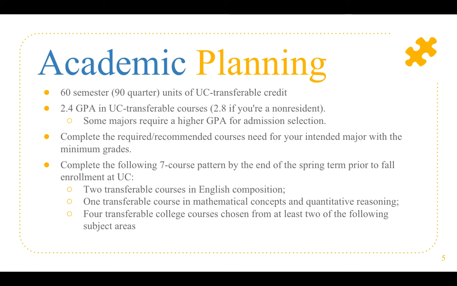and then complete the following 7-course pattern of general education classes by the end of the spring term prior to fall enrollment at the UC. So again, you don't have summer. The minimum GE for the 7-course pattern is 2 transferable courses in English, 1 transferable course in mathematical concepts and quantitative reasoning, and then 4 transferable college courses chosen from at least 2 of certain subject areas. If you've been following IGETC, then that's going to cover the 7-course pattern, especially if you are going to have full IGETC completion by the end of spring.